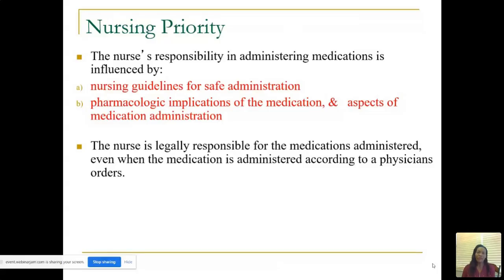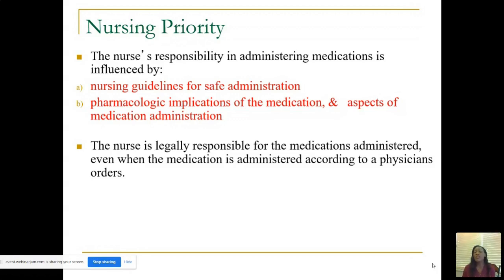Nursing priority. As nurses, it is our job to administer the medication that the physician prescribed. We need to use the guidelines that are set for us, because at the end of the day, we need to be safe to practice, and that's what the NCLEX tests. As the nurse administering the medication, we need to know the implications of the meds and how to administer them, which we're going to go over. And don't forget, you as the nurse, LPN or RN, are legally responsible for every medication that you administer. That's an NCLEX question. Don't miss it.